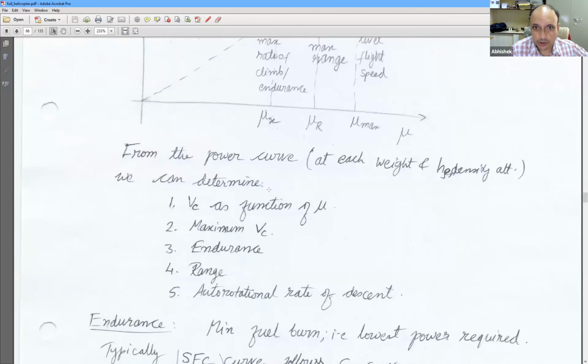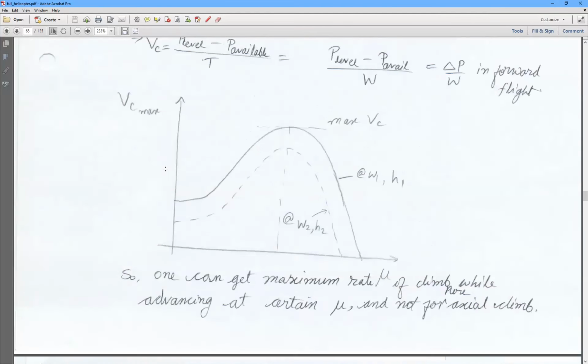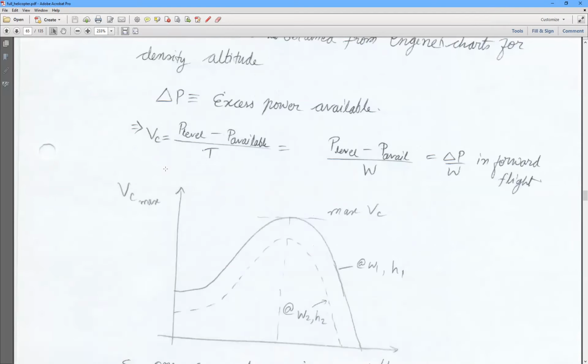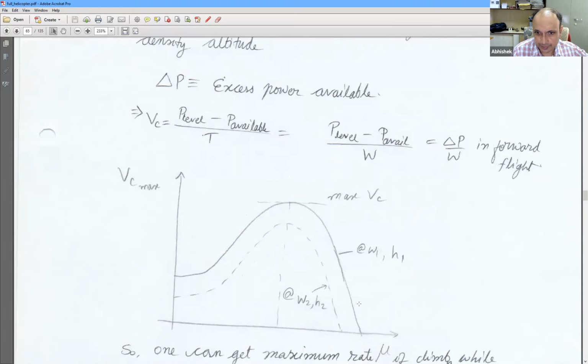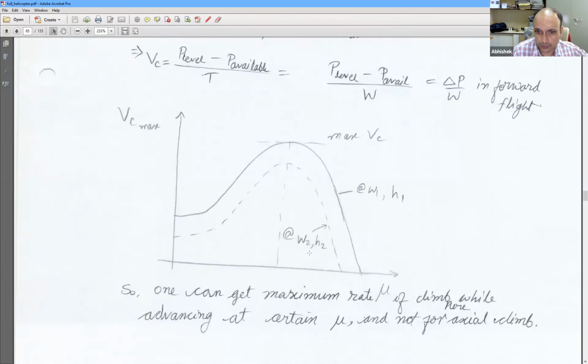So last time we stopped here, where we talked about how the maximum rate of climb for a helicopter changes with speed, because with speed, my extra power that is available also changes. And it's also a function of the takeoff weight at which you are flying, and also the altitude at which you are operating. Because with altitude, my power required will also change, and power available may also change.